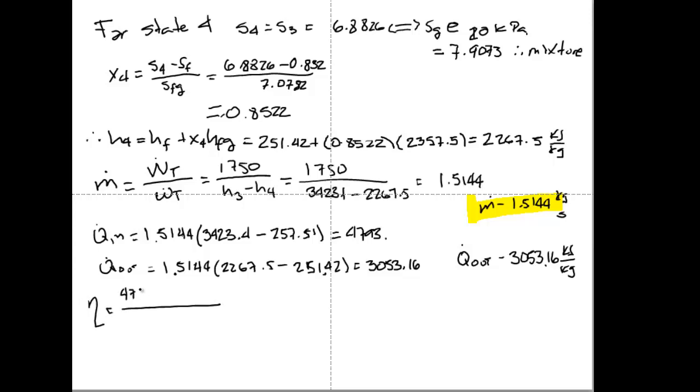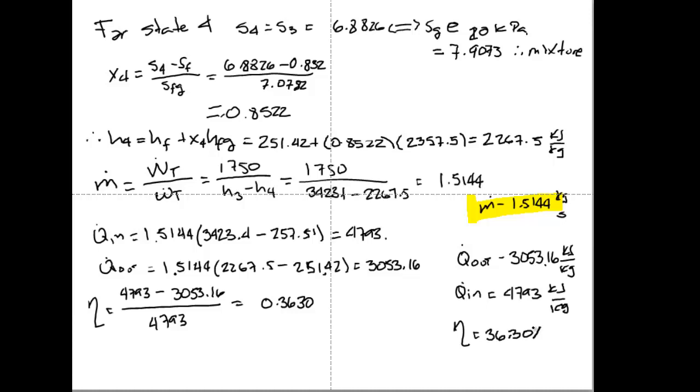And finally, we are computing the efficiency. For the efficiency, we can use both the rate form or the specific form. Since we already computed the rate form, we are going to use that value. Basically, we have 0.3630, and if we express it in percent, we just multiply times 100. So the efficiency for this cycle is 36.3%. Well, with this we complete our problem.